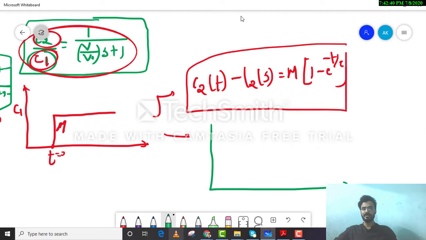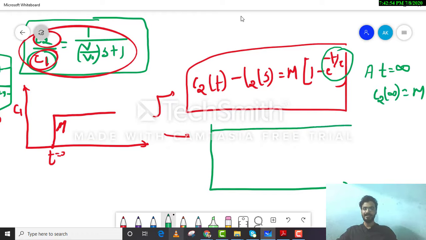At t equals infinity, this term will become 0, so C2 at infinity equals m. Just understand that if this value is m, then the output will keep increasing exponentially, and at t equals infinity it will tend to the value of m.